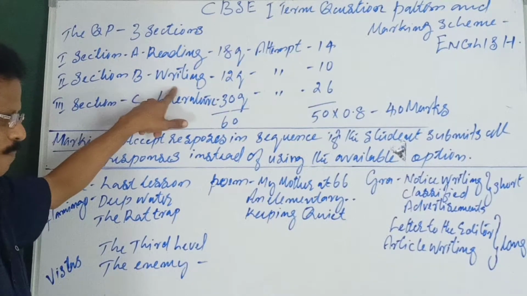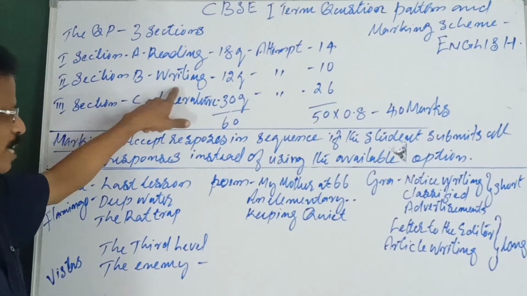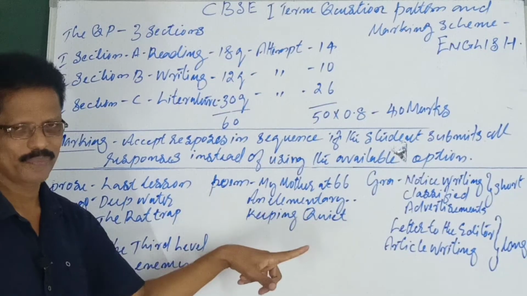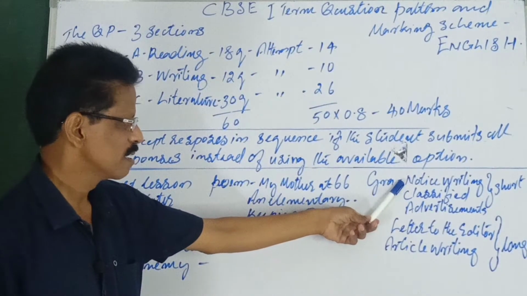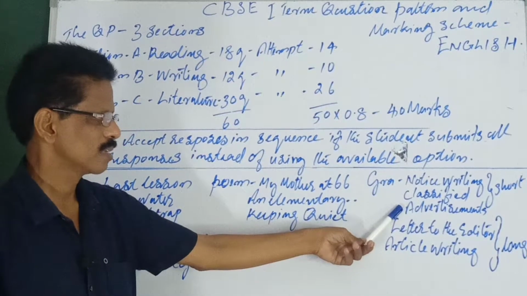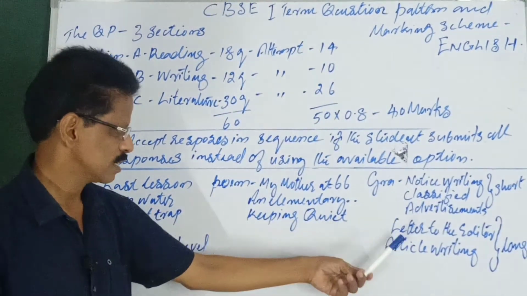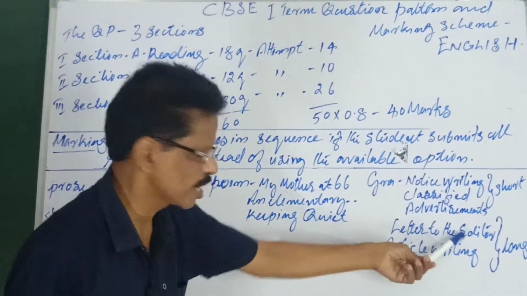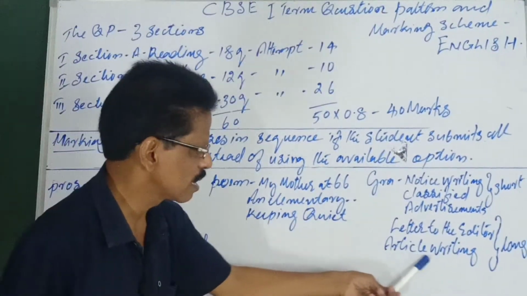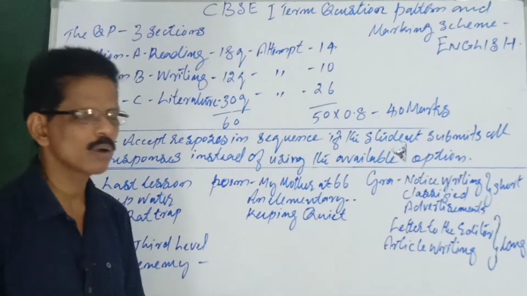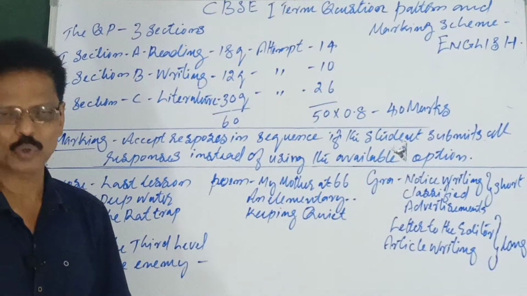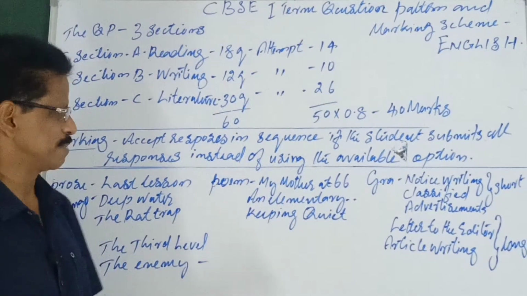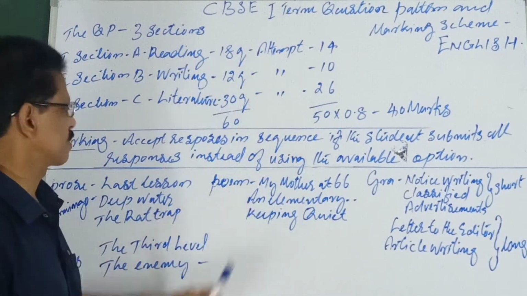Section B, writing. That is actually the grammar part. What is that grammar part? Notice writing, classified advertisements, which are short writing skills. Then letter to the editor and article writing, which are long writing skills. But here you are asked only multiple choice questions, no descriptive answers. That is the writing part.